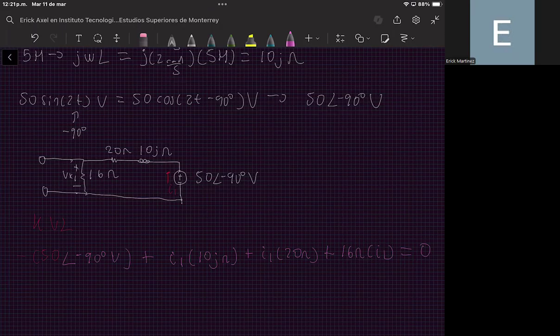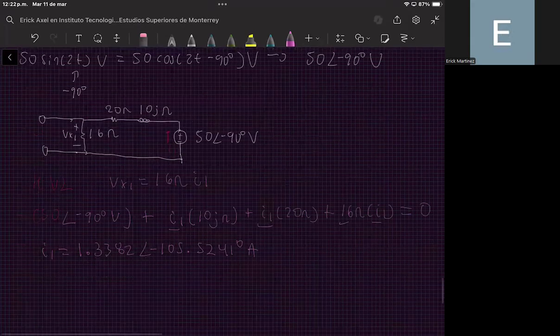And remember that we want to compute Vx1. So Vx1 is equal to 16 ohms times I1. So what we can do is solve this equation for I1, since we only have one unknown, and we will obtain a current I1 that is equal to 1.3382 with an angle of minus 105.5241 degrees, and these are amperes.